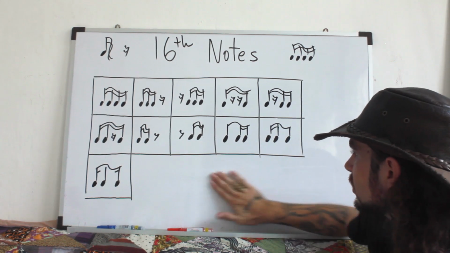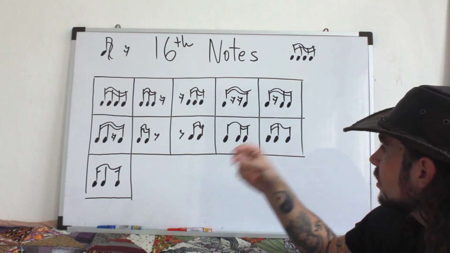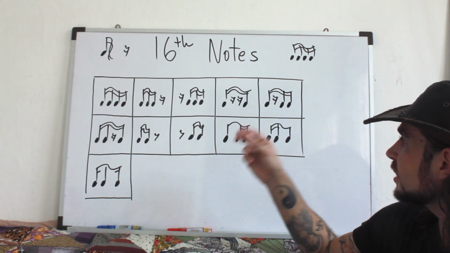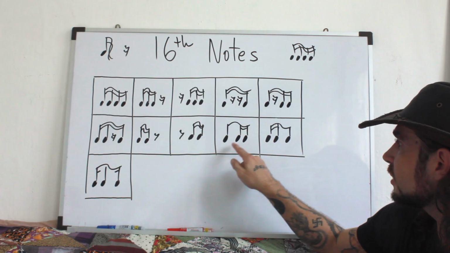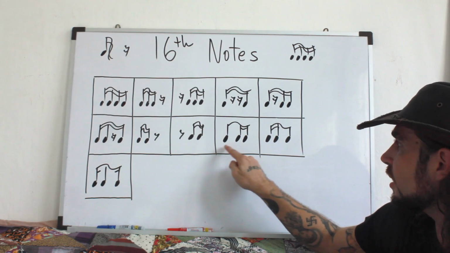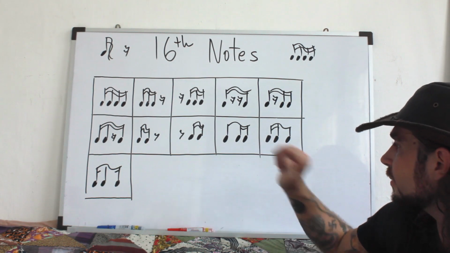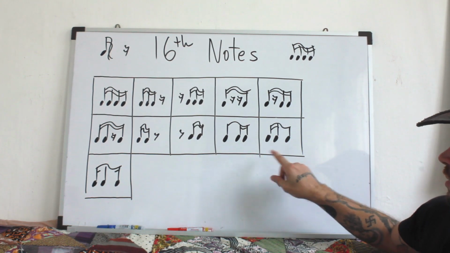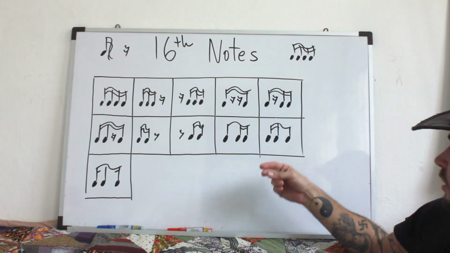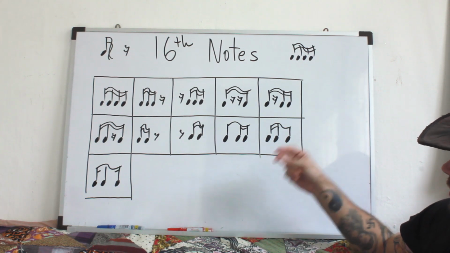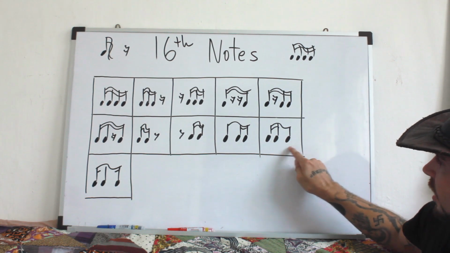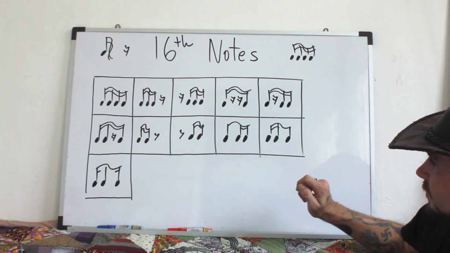All right, so let's hear this with the metronome. 1, 2, 3, 4, da da da da da da da da. Same thing here, but just switched. So 1, 2, 3, 4, da da da da da da da da.